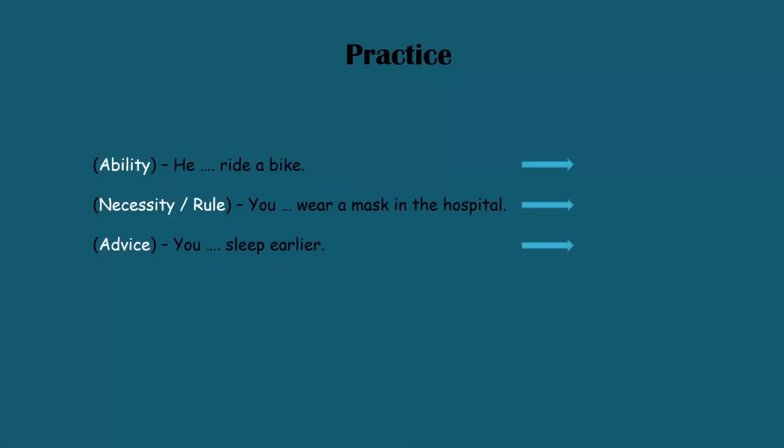Let's try a fun exercise. I say a sentence, and you choose the correct modal verb. Look at the sentences on the screen. The first one is talking about ability. He ride a bike. The second one is talking about necessity and rule. You wear a mask in the hospital. And the last one is talking about advice. You sleep earlier. Pause the video and think for a moment. What is the correct modal verb to use here?